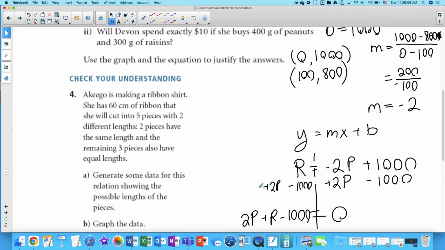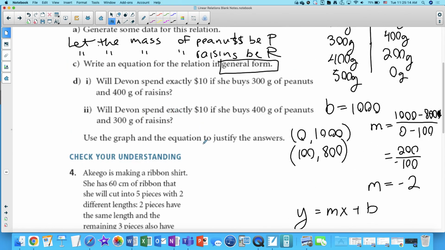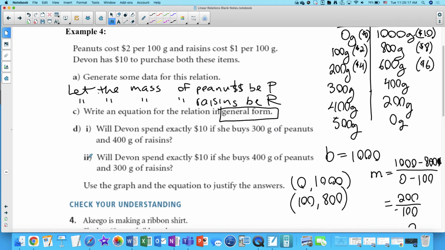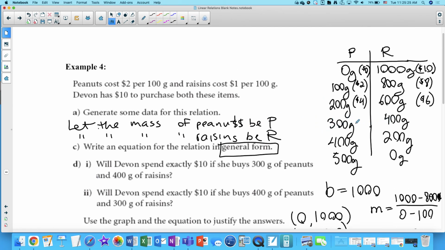Now, if we look at the next couple of questions, will Devin spend exactly $10 if she buys 300 grams of peanuts and 400 grams of raisins? We sort of already generated that data in our chart, right? So 300 grams of peanuts, 400 grams of raisins. Yep, that works out. What about if she buys 400 grams of peanuts and 300 grams of raisins? She doesn't have enough money. Yeah, that would cost more than $10 because this part would be $8 and then the 300 grams of raisins would be another $3. Okay?